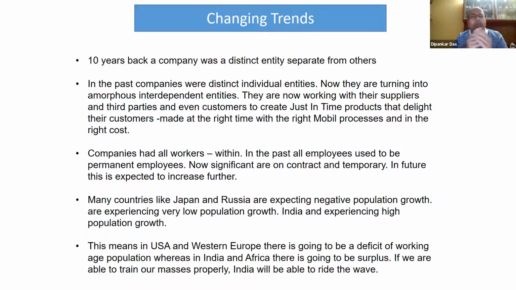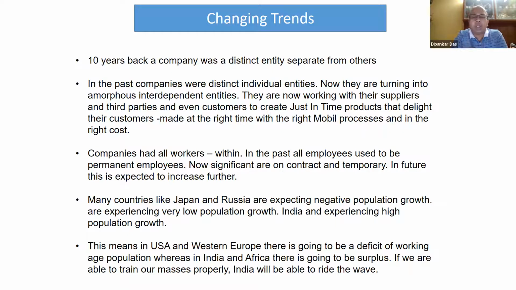Okay. So like the second point says, in the past there were distinct individual entities. Now they are turning into amorphous interdependent entities, and they are now working with their suppliers, third parties, even customers, to create just in time products that delight their customers and are made at the right time with the right processes. So basically, what we are saying is that there are new ecosystems which are emerging, and you have just-in-time production, by which it is meant that you don't stock everything for consumption; as and when you need more inputs, they will keep coming in, but they may not be available in your warehouses or being stocked. Because the more you have things in stock, the more expensive things become. So if you have just in time products, then things are cheaper, faster, more nimble.